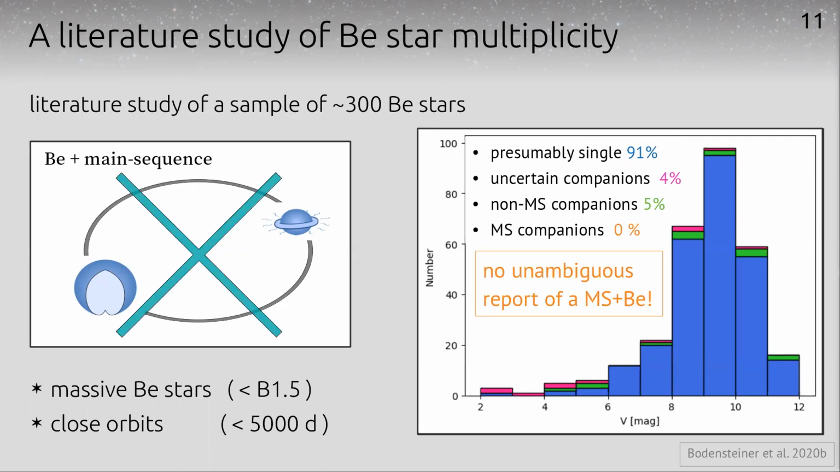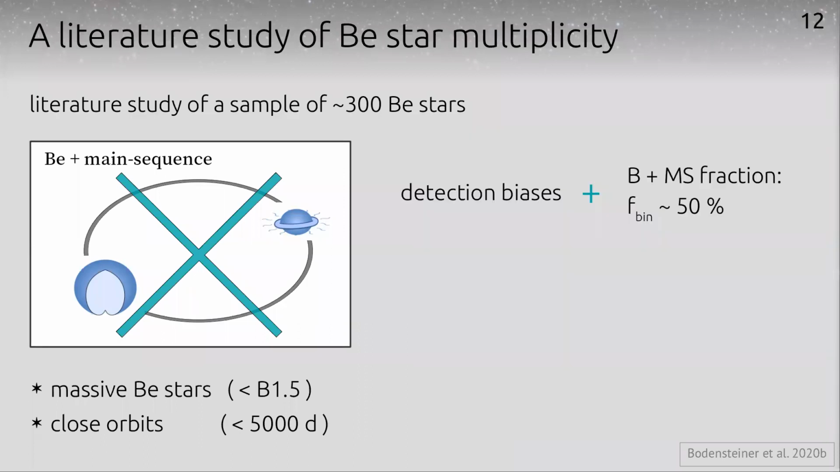However, the important and interesting result of the study is that in the whole literature, there was no unambiguous report of any main sequence plus BE star system, which is, as I said, in agreement with what you would expect if they are binary interaction products. As I said, this is difficult because it's a literature study. So we tried our best to at least get an idea of the detection biases that could have been in place in those studies. But of course, different works, different people, different mindsets, so this is very difficult to estimate.